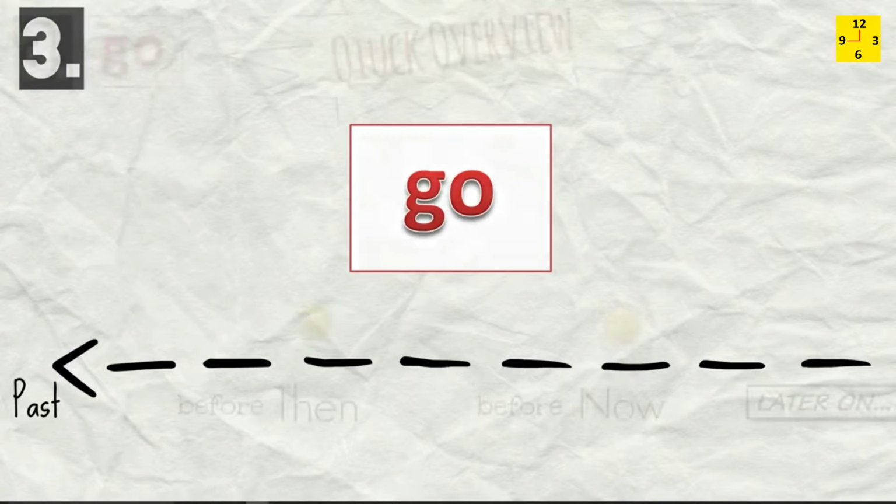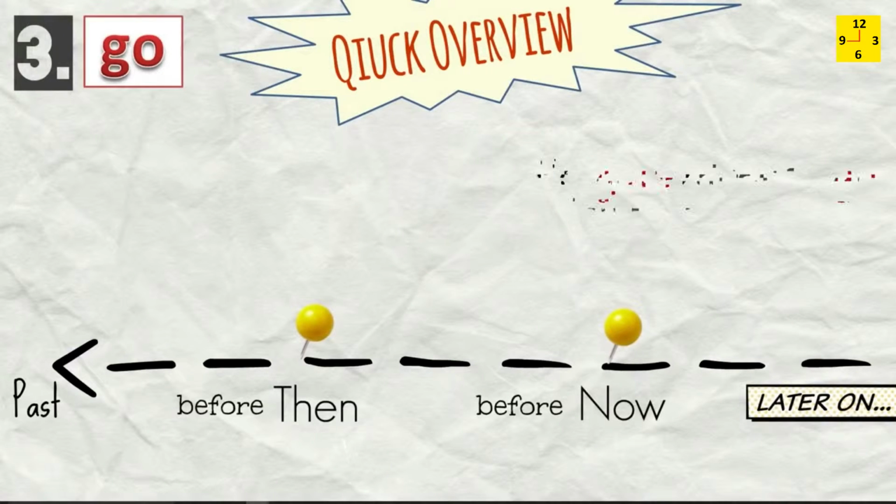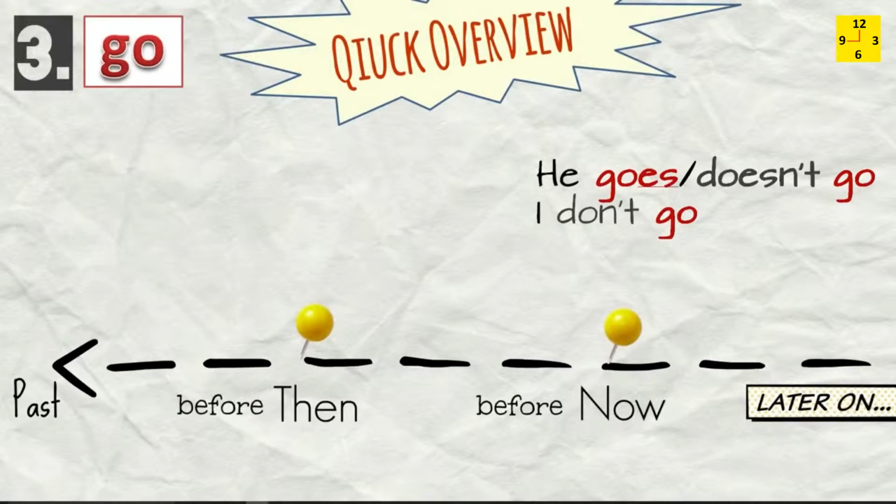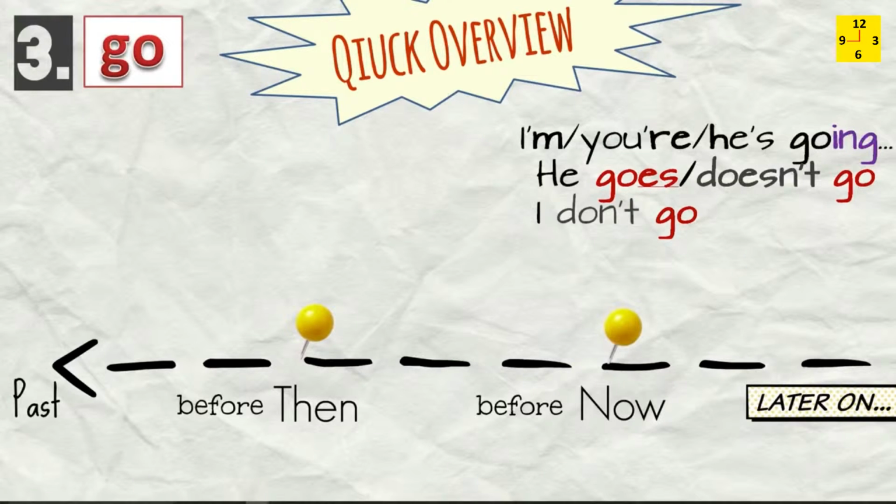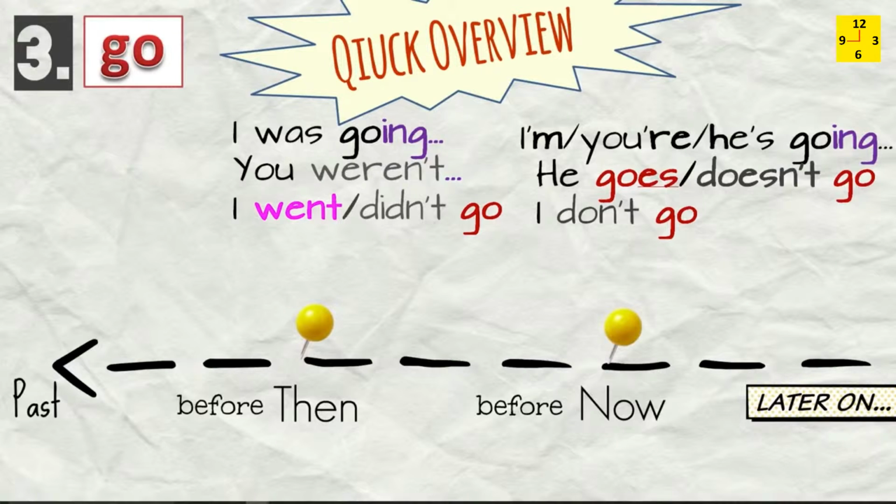Go. Quick overview. He goes. I go. Or he doesn't go. I don't go. I'm going. You're going. He's going. I went. Or I didn't go. I was going. You were going. Or you weren't going.